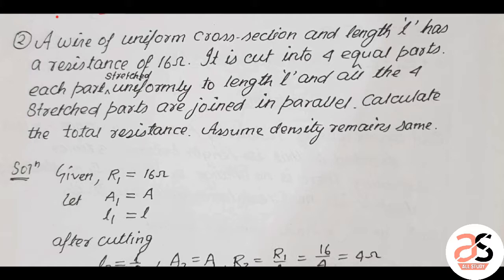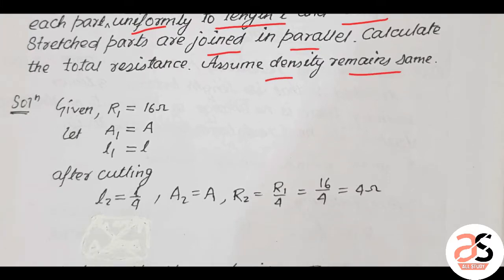A wire of uniform cross section length L has a resistance of 16 ohm. It's cut into 4 equal parts. Each part is stretched uniformly to the length L. All 4 stretched parts are joined in parallel. Calculate the total resistance. Assume density remains the same.